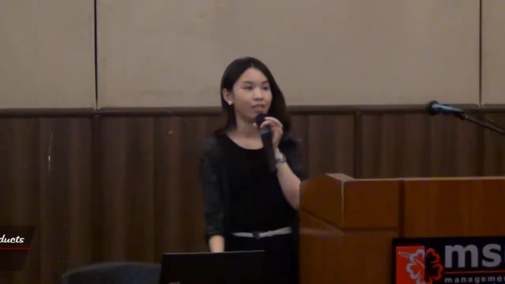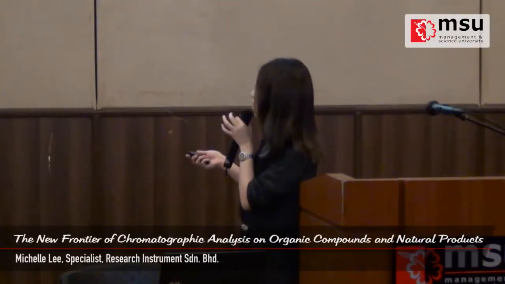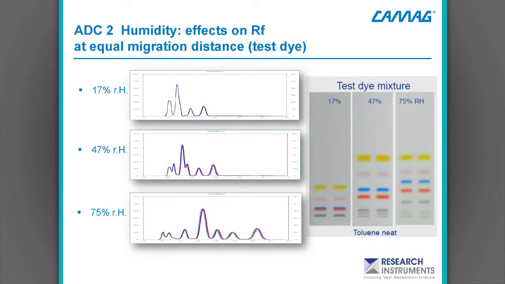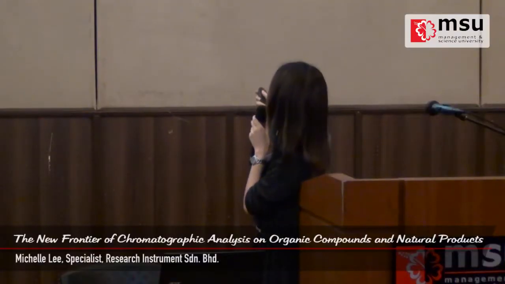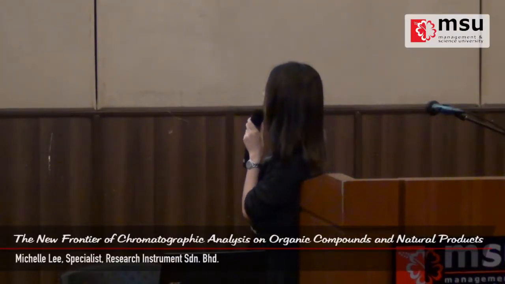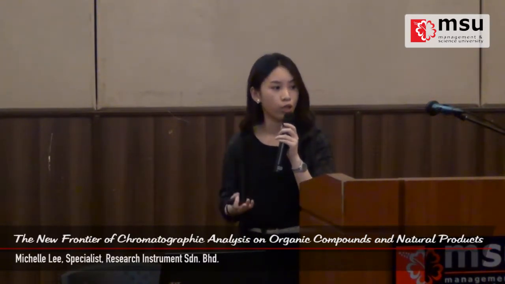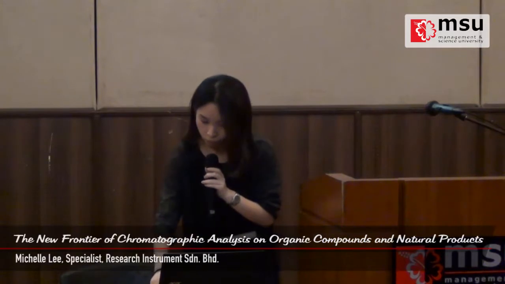Okay, so that's how the ADC works, alright? Just now, if you realize, over there there's actually a humidity control chamber. Just to share with you, the humidity will also affect your separations. For example, this is a test dye, the same test dye but run under different humidity. So 17, 47, 75, you can see the different separations, okay? So if you use ADC2, you can also control the humidity as well.